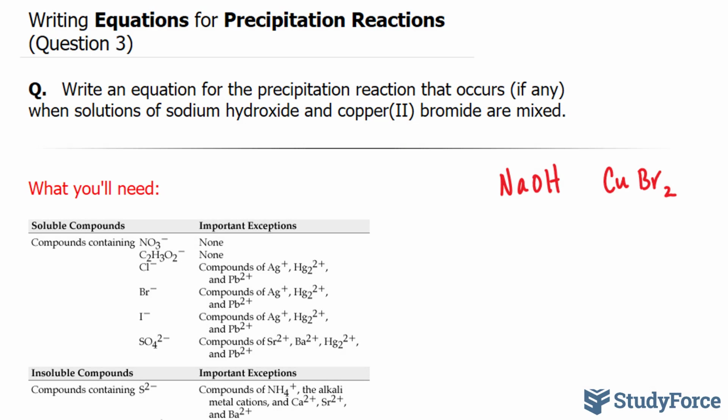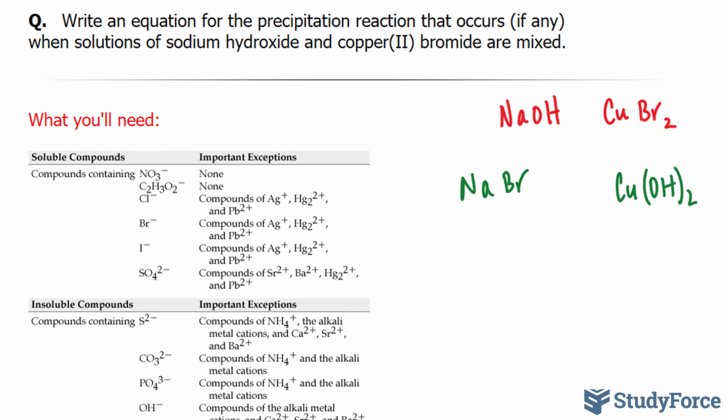The only possibility here is if this sodium and bromine come together and this copper and hydroxide come together. So let's see what happens if they do. We have sodium bromide, NaBr, and we have copper(II) hydroxide, Cu(OH)2. Let's see if either of these is soluble. If we have at least one insoluble chemical formed, then we can write the chemical equation for this precipitation reaction.